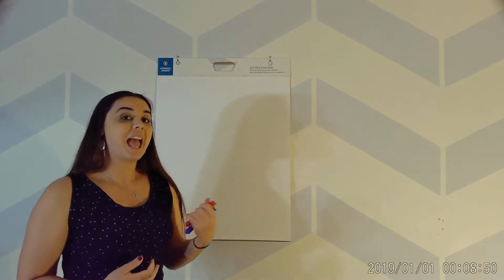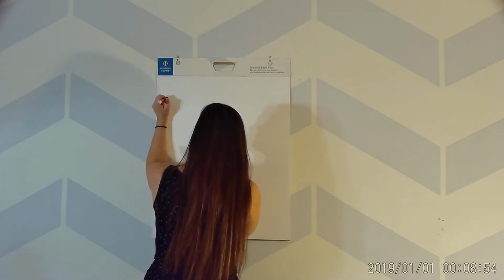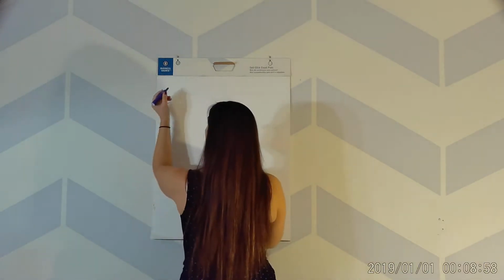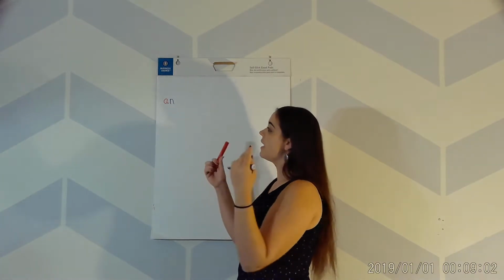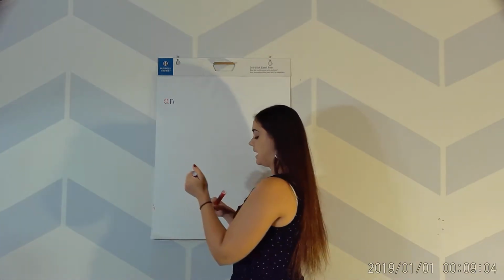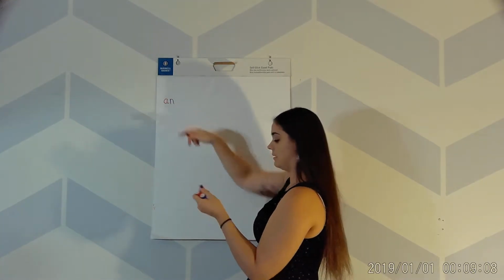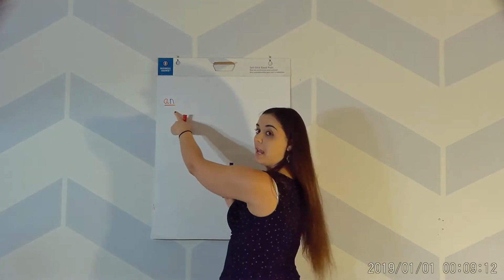Alright, next I'm going to say some words. I want you to listen carefully. So the word is an. So A will say a. N will say n. And then we can blend those two sounds together to make a, an. So we know that A and N is that sound an.